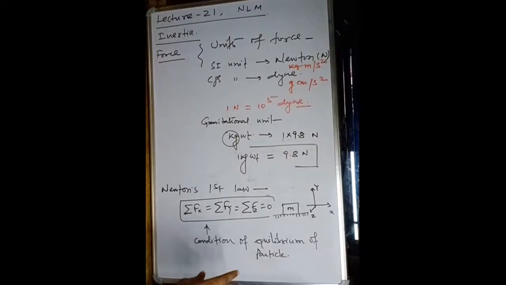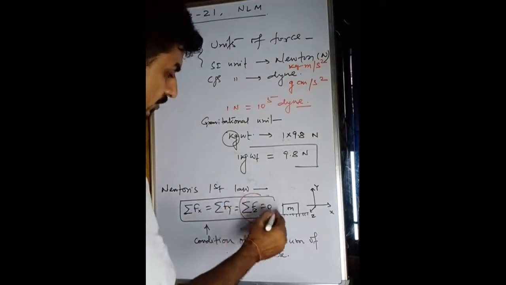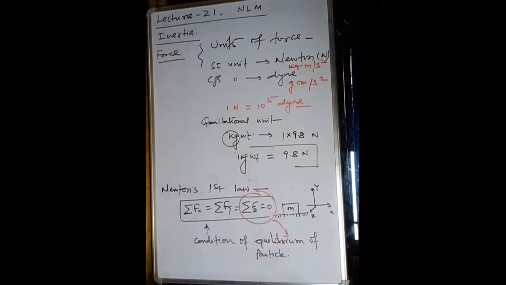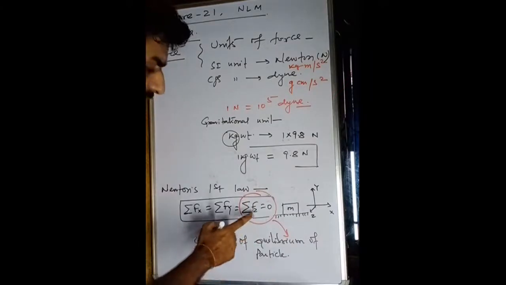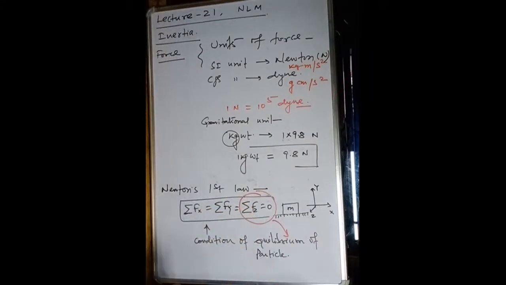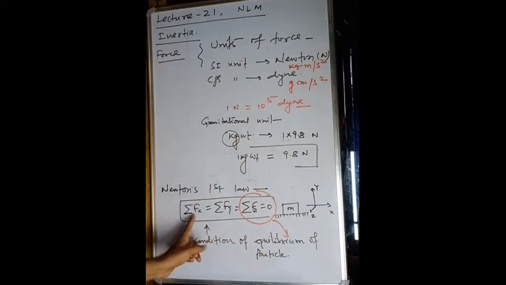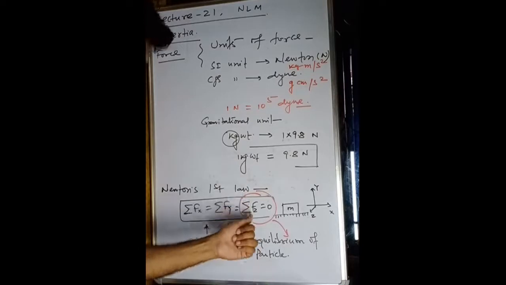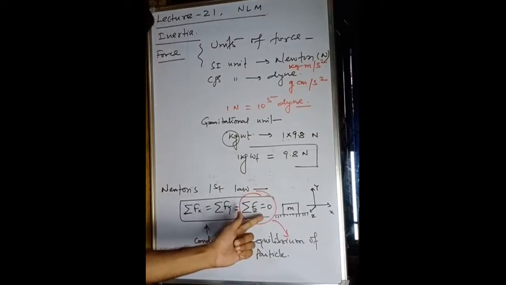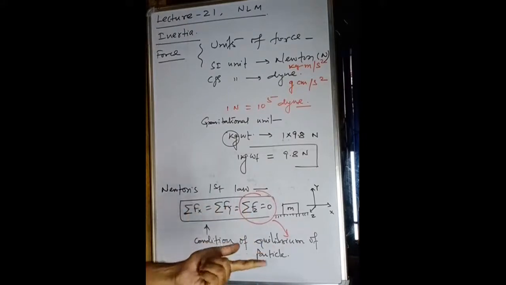A particle will be in equilibrium if net force is 0. So this is very important. If net force is 0, then the particle is said to be in equilibrium. Equilibrium means the net force on the particle is 0. Remember, it is not necessary that if sigma Fz is 0, then sigma Fx will necessarily also be 0. Might be the particle has the sum of the forces along the z-axis as 0, but that particle does not have the net force along the x-axis as 0.